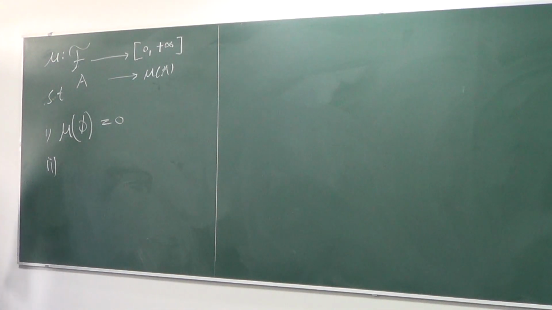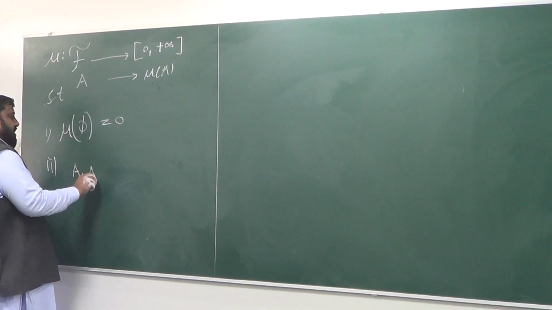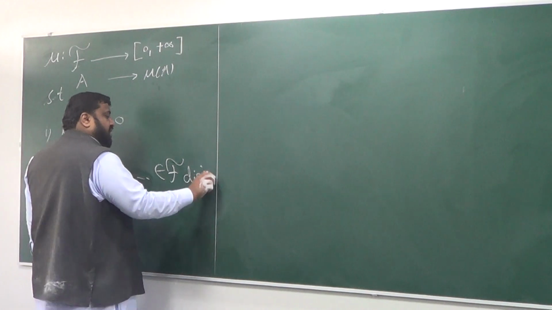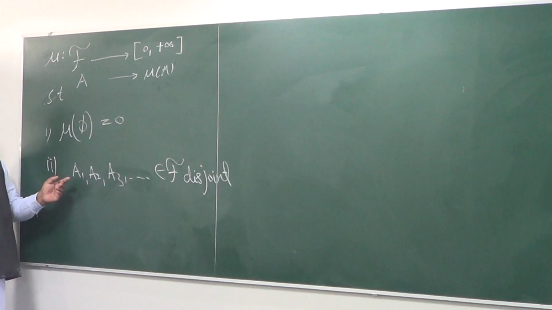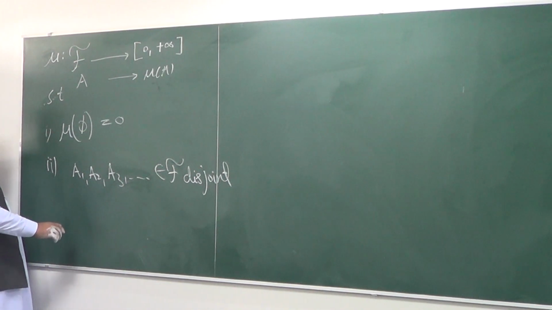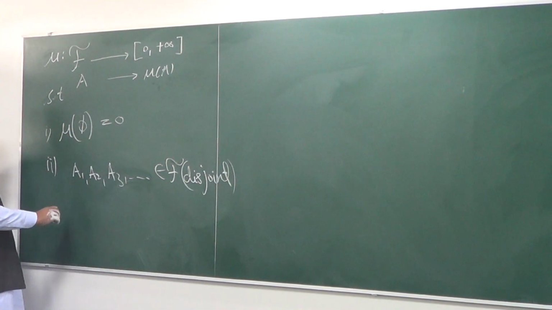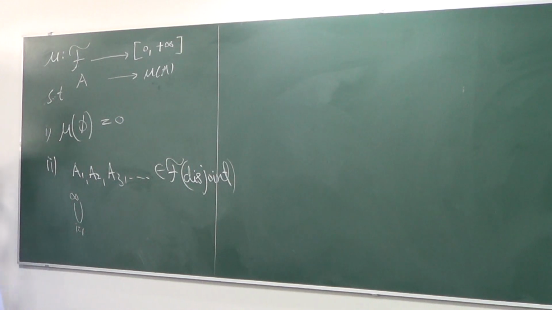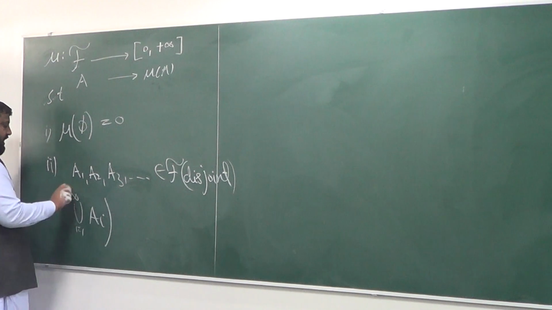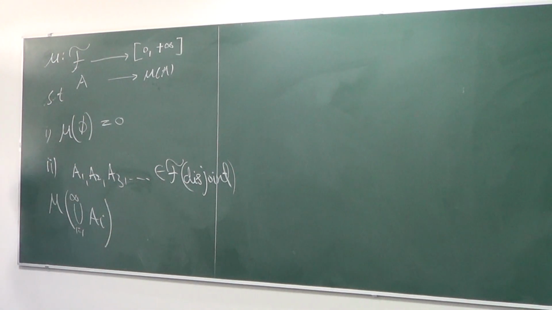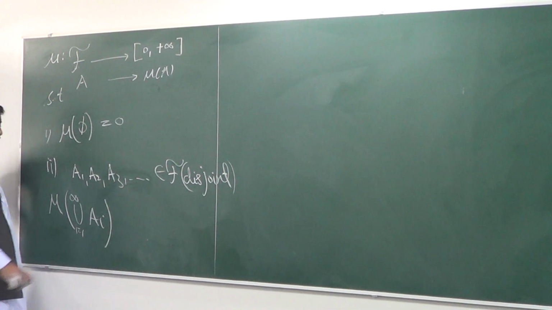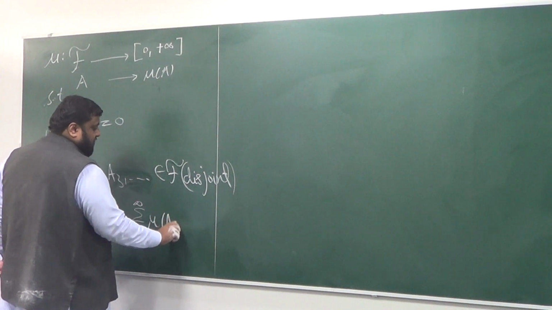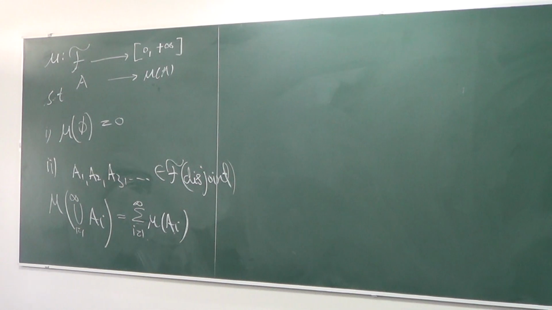Second thing, if you take a bunch of disjoint sets from F, so all these are mutually exclusive, and you want to measure the union of all these disjoint sets, then the measure of their union must be equal to the sum of their individual measures. Something pretty intuitive actually.